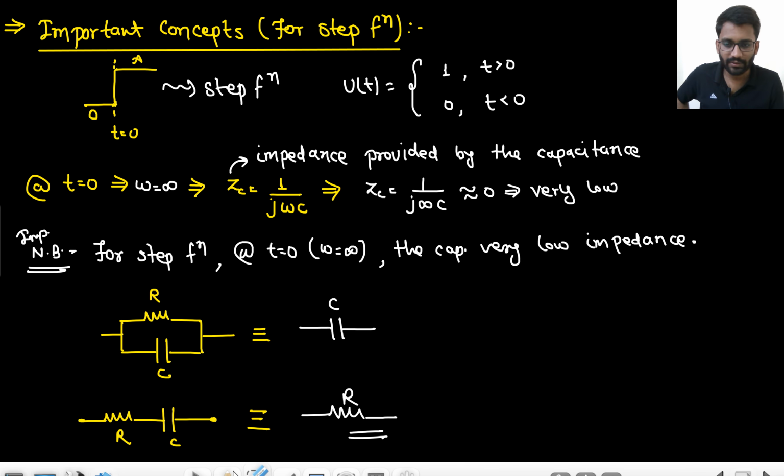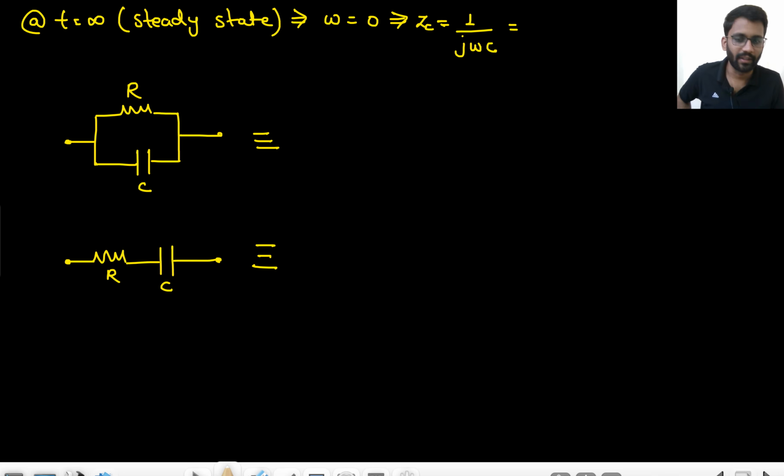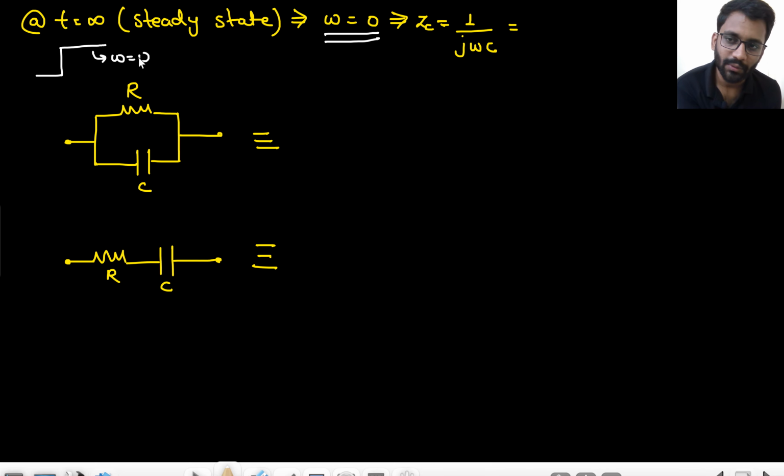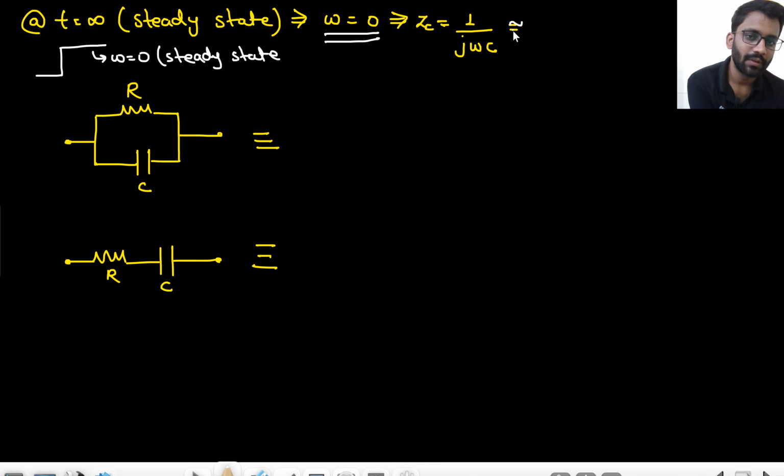Okay. Now let's talk about steady state at t equals infinity. So what do you mean by steady state? At t equals infinity, the frequency is 0. Okay. At t equals infinity, at steady state. This was our step function, right? So here it is omega equals 0, steady state. Okay. At steady state you will have omega equals 0. That means the impedance is nearly equal to infinity. That means very high, right? Very high.